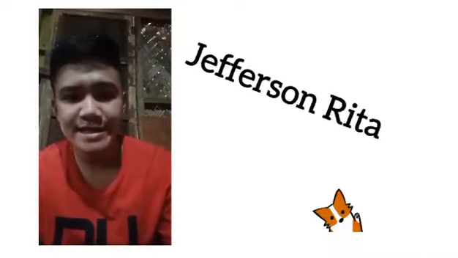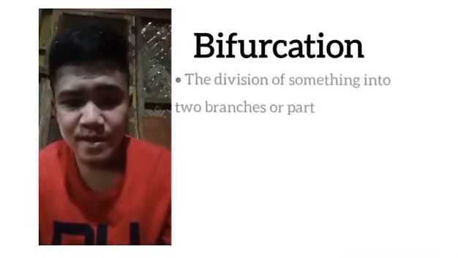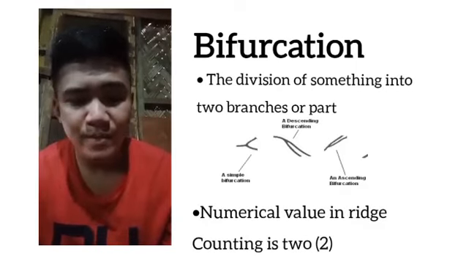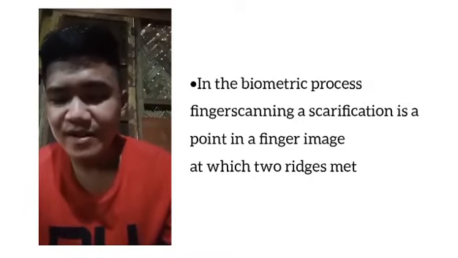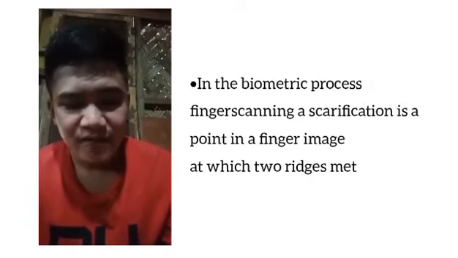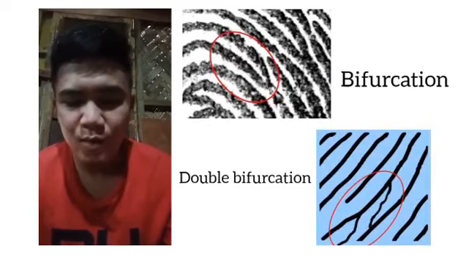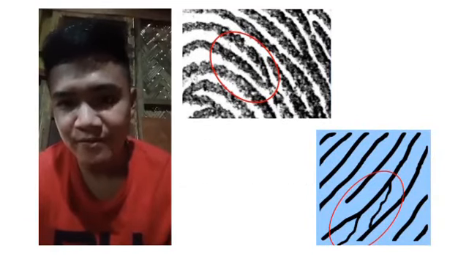Thank you. Good day everyone, my name is Jefferson. I will discuss bifurcation, the division of something into 2 branches or parts. Ang paghahati ng isang bagay upang magkaroon ng dalawang parte. In the biometric process, finger scanning, a bifurcation is a point in a finger image at which 2 ridges meet. Ang bifurcation, ito yung dalawang ridge na nagkasalubong o nag-meet sa point ng fingerprint. Ang bifurcation ay may appearance ng branch point. Ito ay nakapagitan sa curved line.